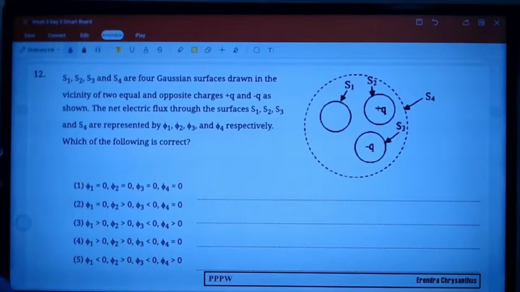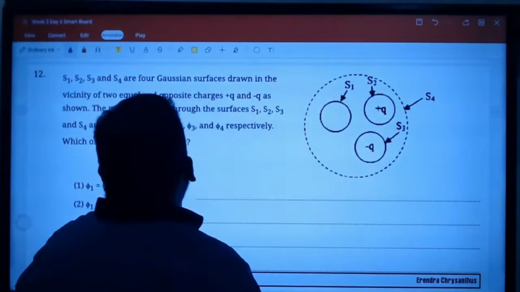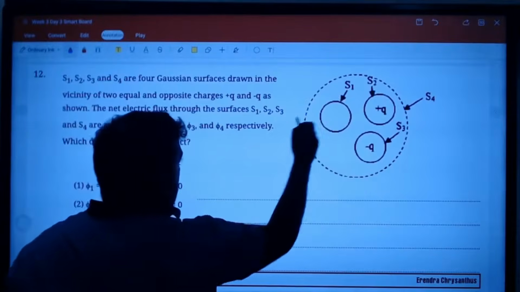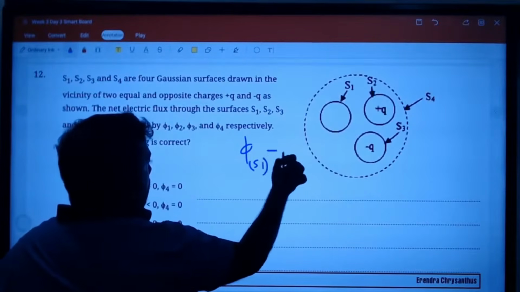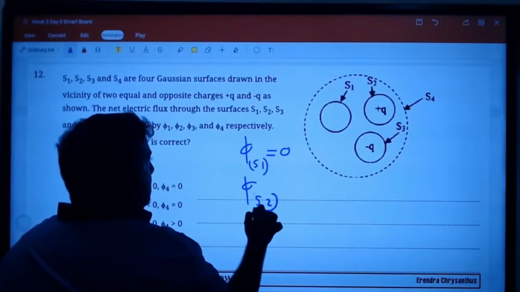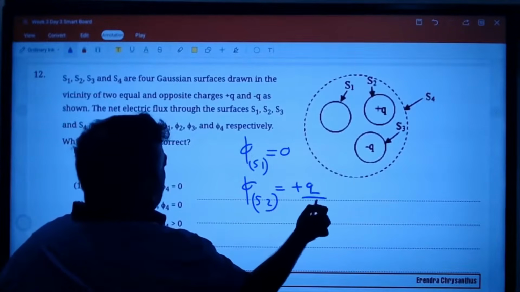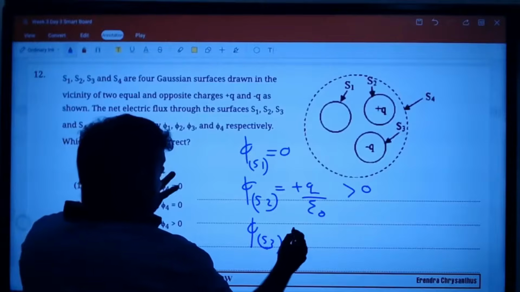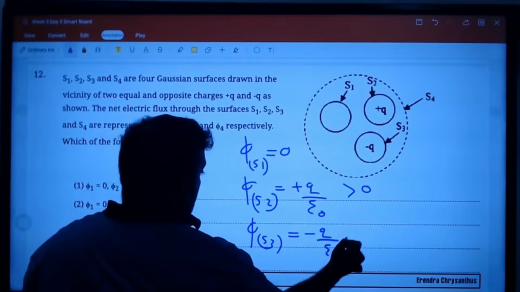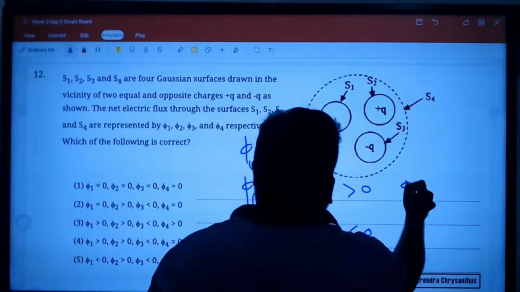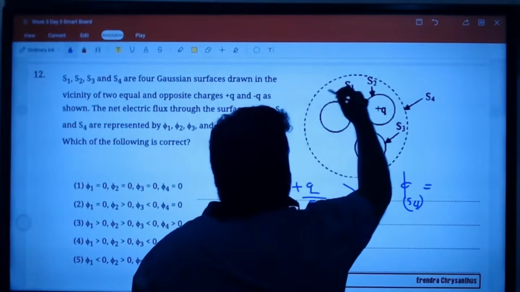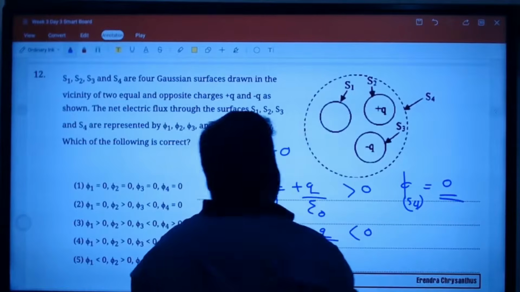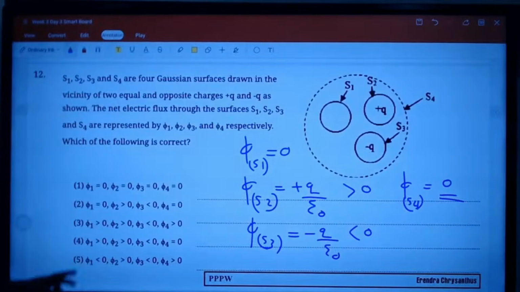S1, S2, S3 also are Gaussian surfaces. Plus Q, minus Q are given. What can you say about the flux? Very easy now. Flux through surface S1 will be 0, no charge. Flux through surface S2 is going to be plus Q over epsilon naught, so it's going to be positive. Flux through surface S3 is going to be minus Q over epsilon naught, negative. Flux through surface S4: sum of charges inside these two cancel off, 0. So flux through surface 1 was 0, 4 was 0, 2 is positive, 3 is negative.